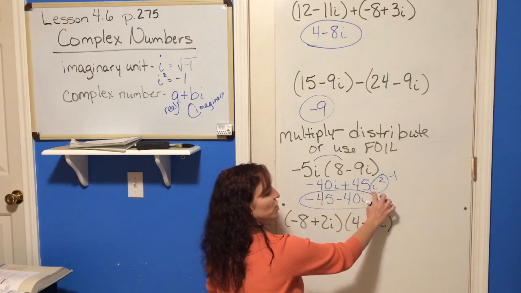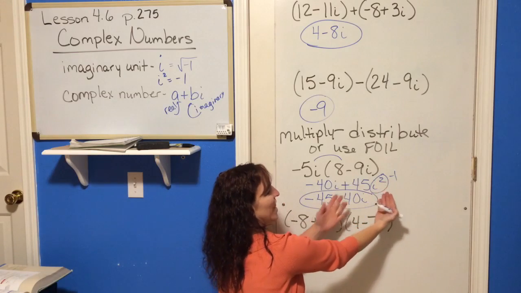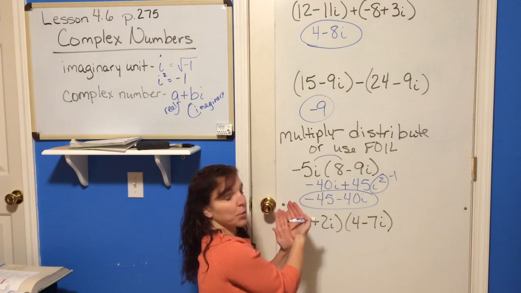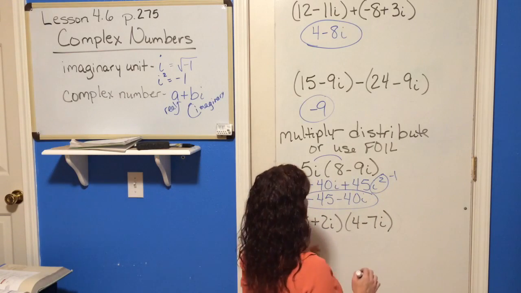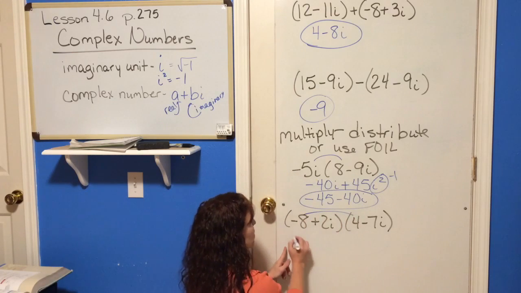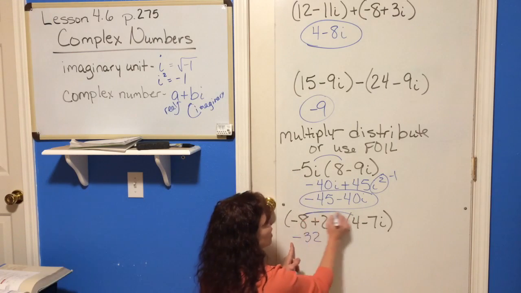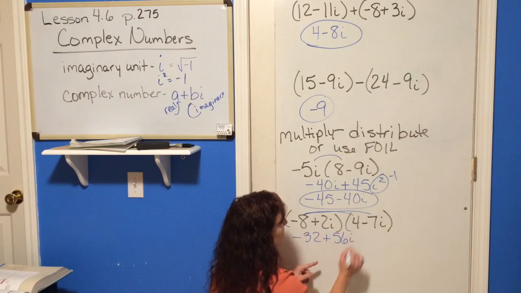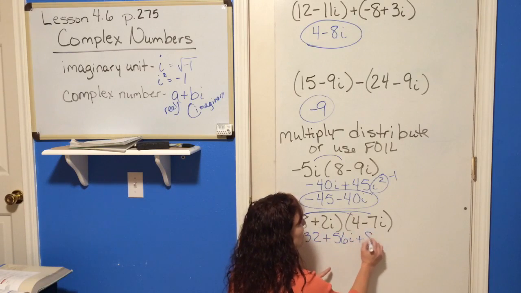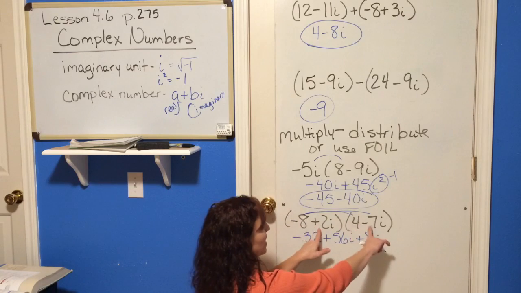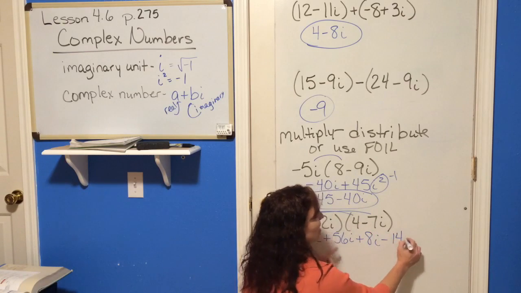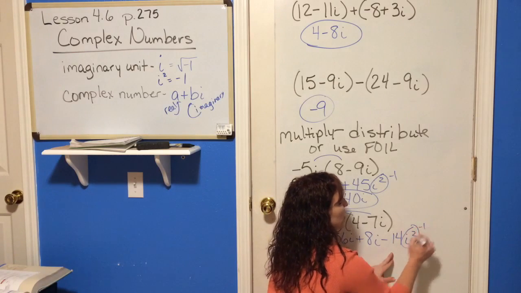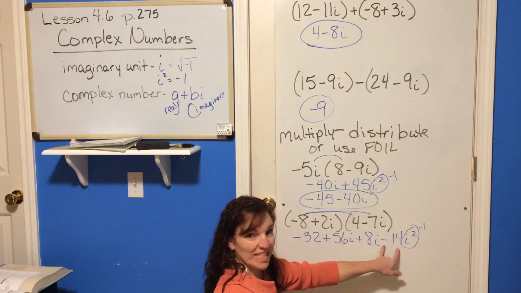So once you have an i squared, it becomes a negative 1, and then that term becomes real, and that has to bump to the front of your complex number. Let's use one that uses FOIL. Negative 8 times 4 is negative 32. Negative 8 times negative 7i is a positive 56i. 2i times 4 is 8i. And positive times a negative is going to be a negative 14i squared. All right? So in this one, your i squared, remember, is negative 1, which makes this a positive 14.